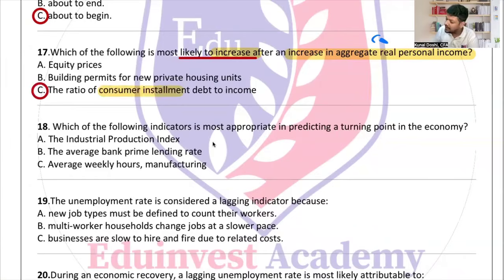Consumer installment debt to income means, whenever the real personal income increases, people are willing to take more debt. They are willing to borrow more for houses and all. It's very simple. If you overthink, it will become complicated. As soon as your boss is going to announce an increase in your salary, you start thinking, oh, how much EMI can I afford? Let me borrow more to buy a house. So as income increases, immediately you see people's debt relative to their income increases. Understood?